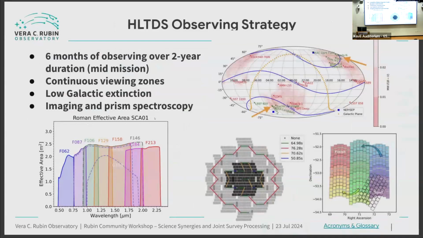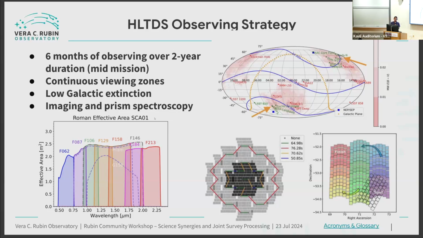There are some constraints that were given to us. We were initially allocated 6 months of observing time over a 2-year duration, sometime in mid-mission, not at the very beginning, maybe starting in year 2 or year 3. We would like to observe in continuous viewing zones, so in the poles of the ecliptic plane, so that we can have continuous light curves of high redshift type 1a supernovae. We would also like to observe in low galactic extinction so that we are looking through as little junk as possible.